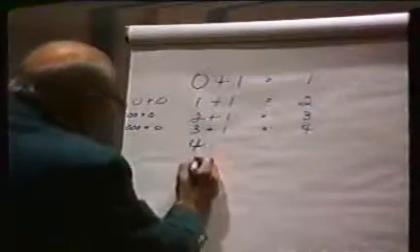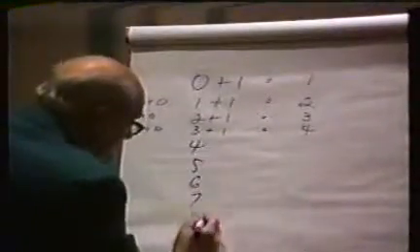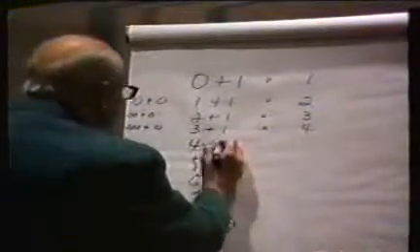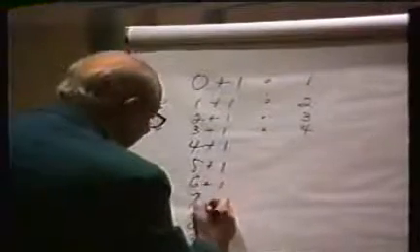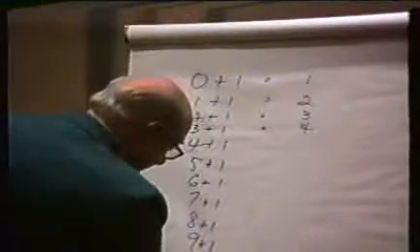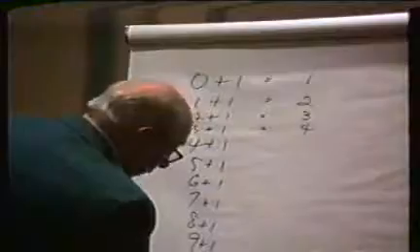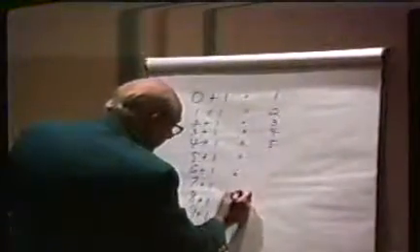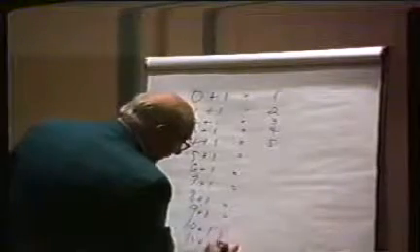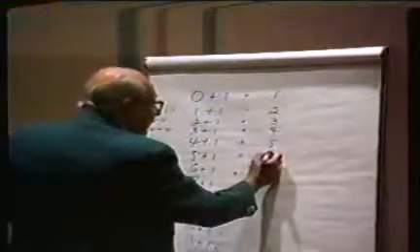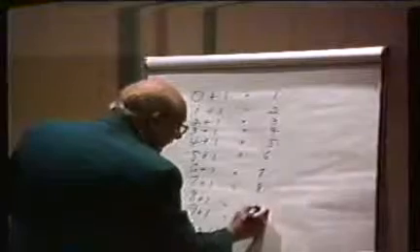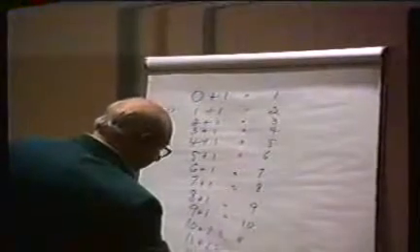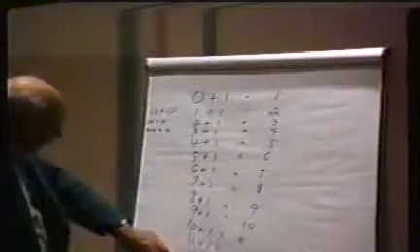And so he has 4, 5, 6, 7, 8, 9, 10, 11, and 12. We go to 12, plus 1, plus 1, plus 1. And then you demonstrate, you make out these tables yourself. And each one you've proven.